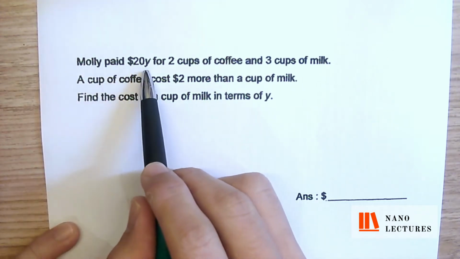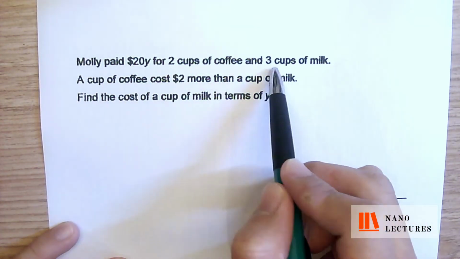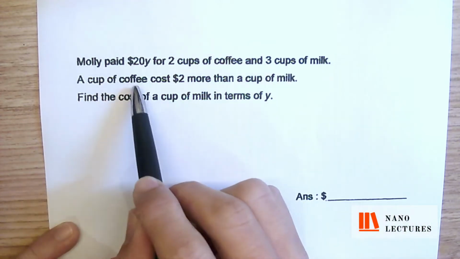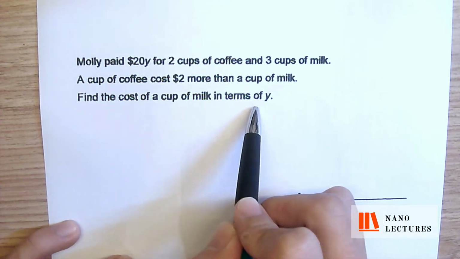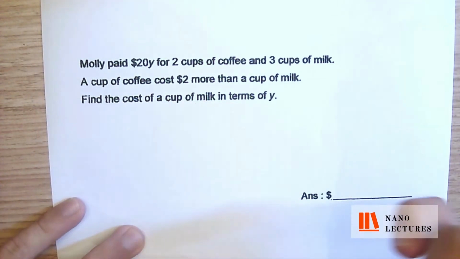Molly paid $20 for 2 cups of coffee and 3 cups of milk. A cup of coffee costs $2 more than a cup of milk. Find the cost of a cup of milk in terms of Y. Okay, let's draw the model.